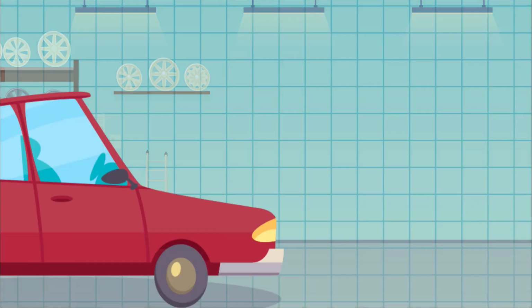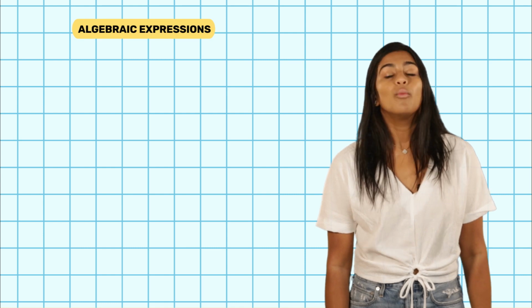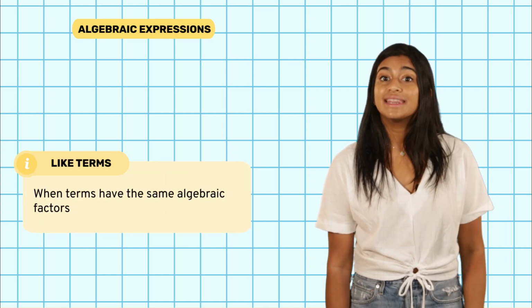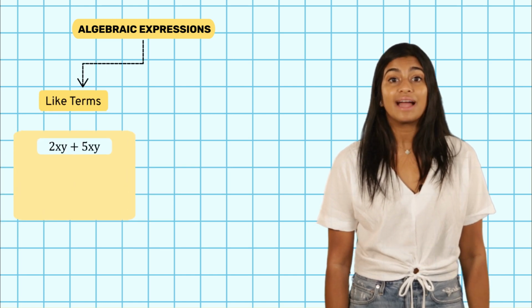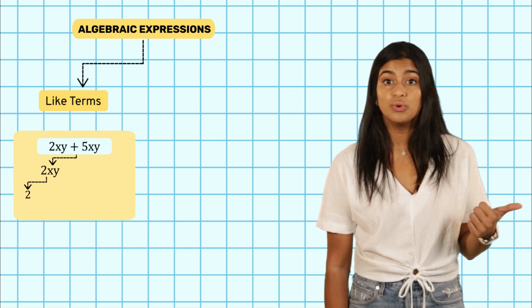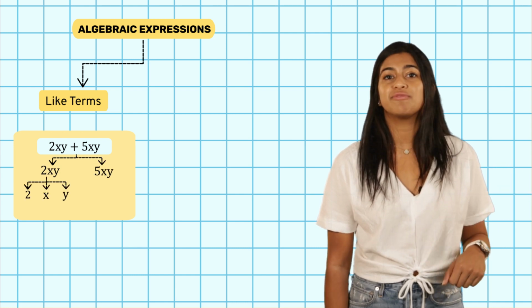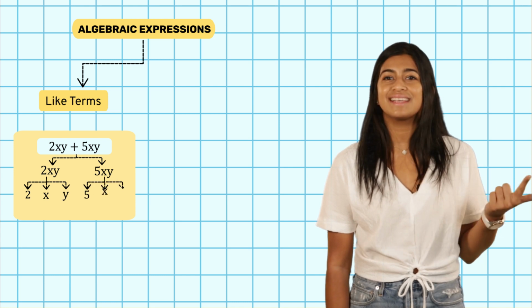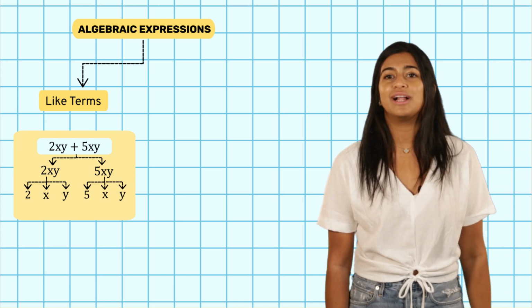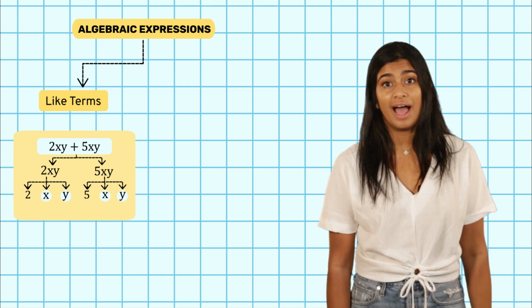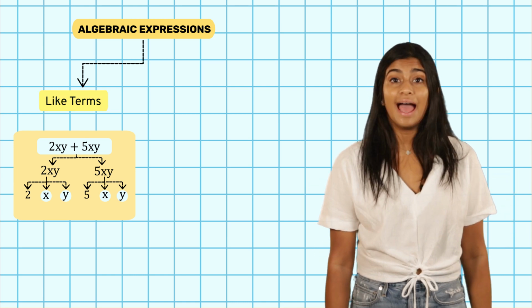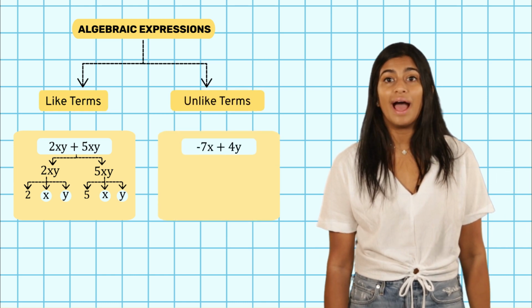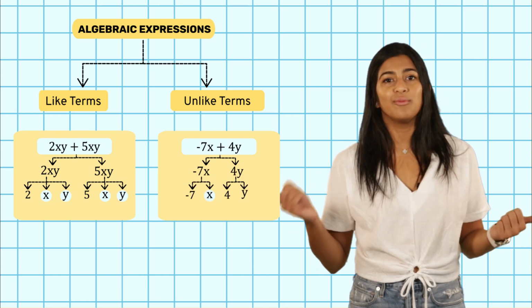Do you know there are two types of terms in an algebraic expression? When terms have the same algebraic factors, they are called like terms. For example, in this expression, the factors of 2xy are 2, x, and y, and the factors of 5xy are 5, x, and y. Since they have the same algebraic factors, that is x and y, 2xy and 5xy are called like terms. On the other hand, negative 7x and 4y have different factors, x and y, so they are called unlike terms.